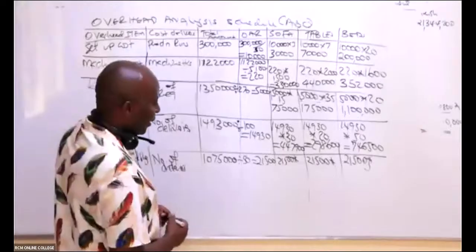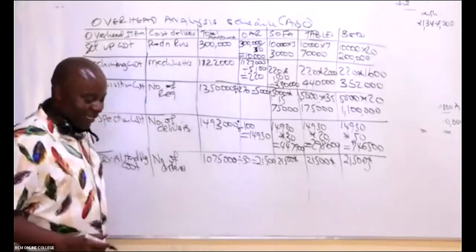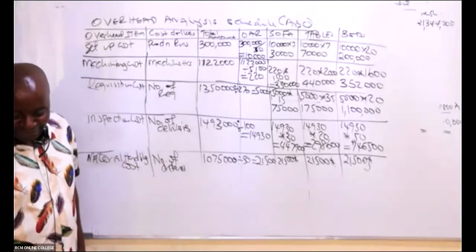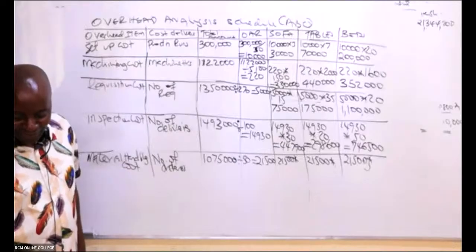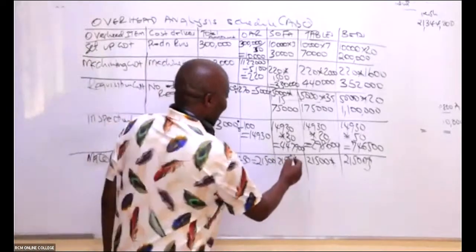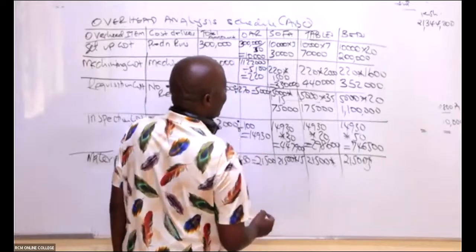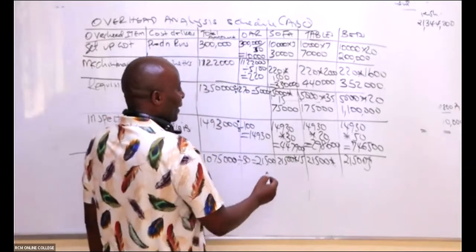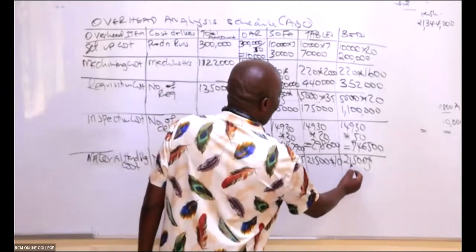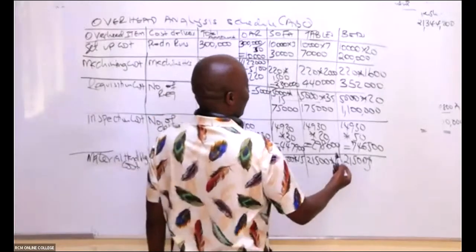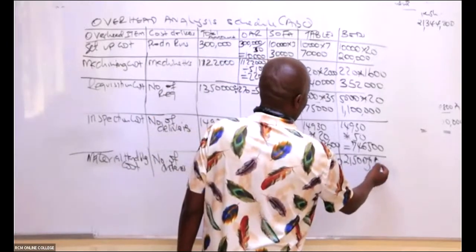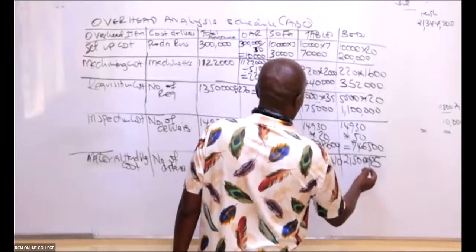22,500. Number of orders. 15, eh? The number is 15. How about tables? 10, eh? How about beds? 5, eh? 2, 5. Thank you so much.